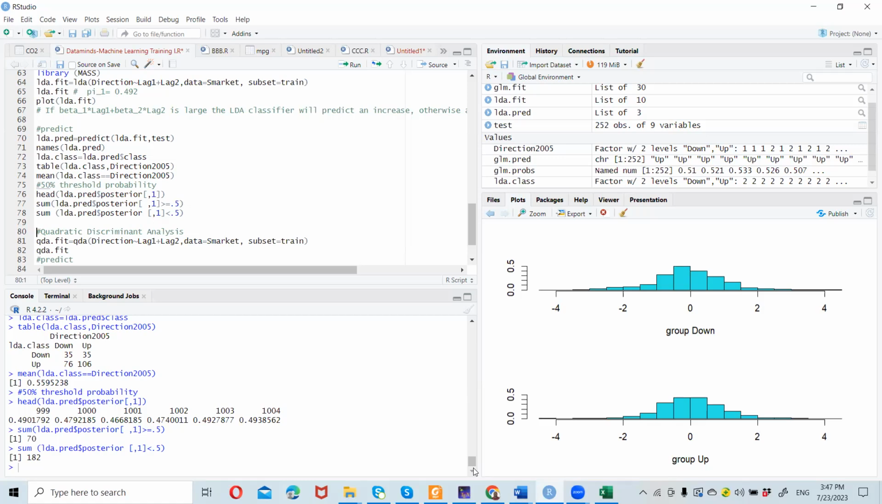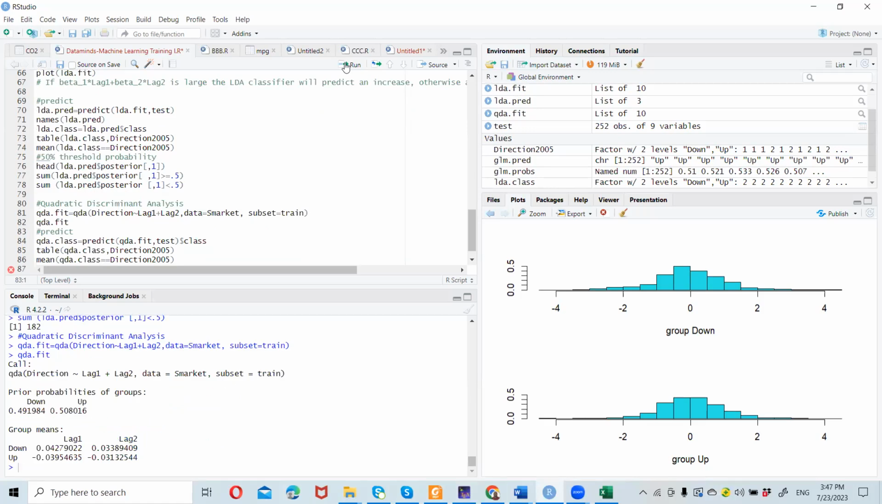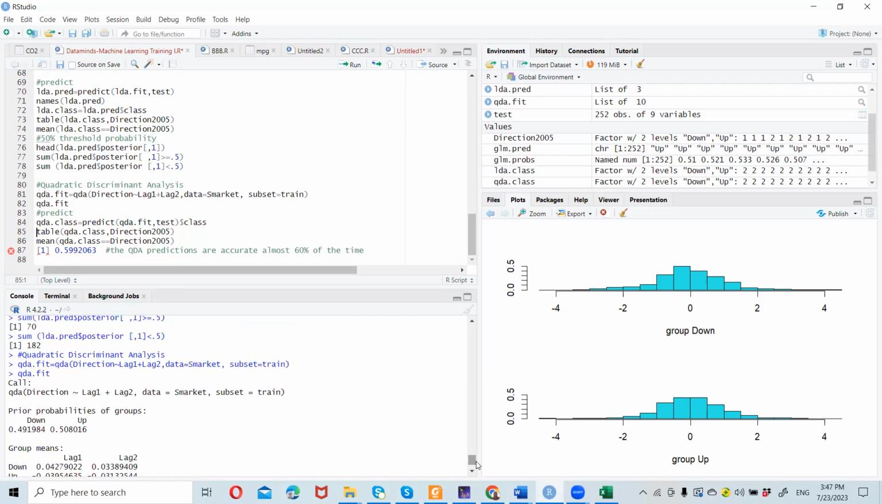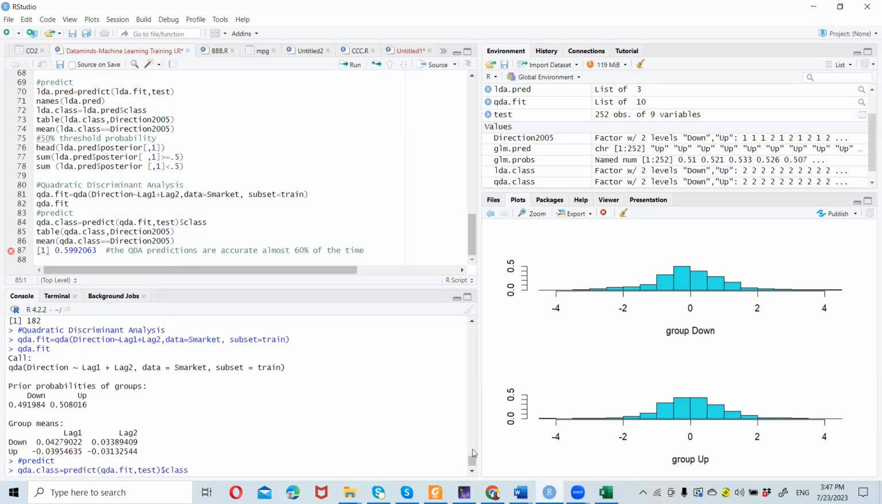Okay, let's consider the quadratic discriminant analysis, and let's see. Now, line 81. Okay. Then the fit is also just a replica of what we have in the linear. I'm talking about the output. Now look at the confusion matrix.